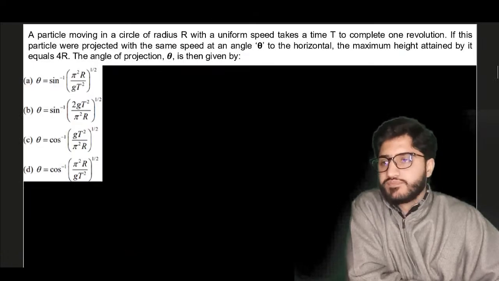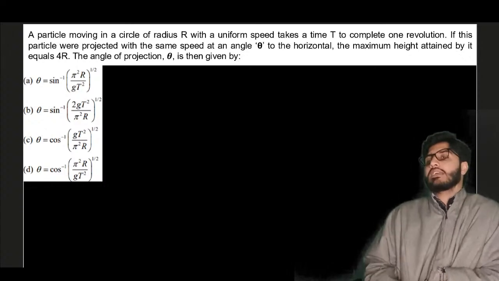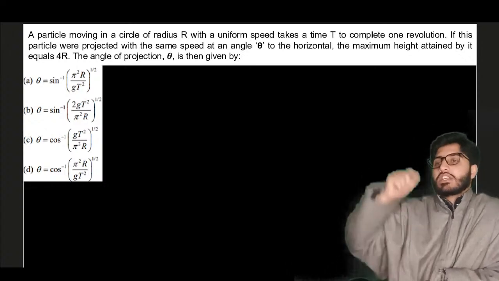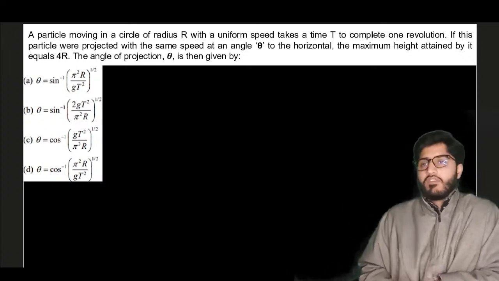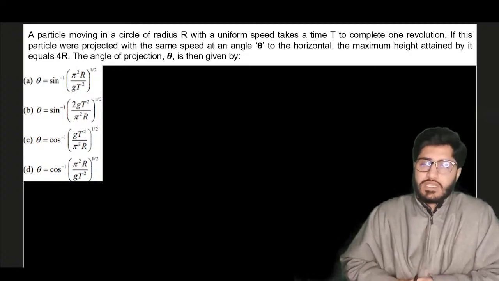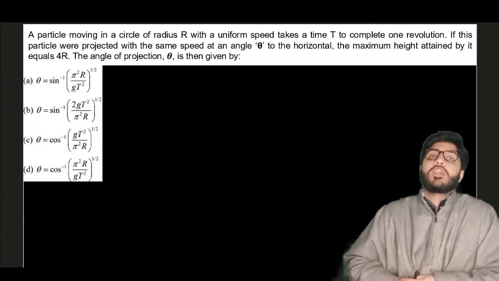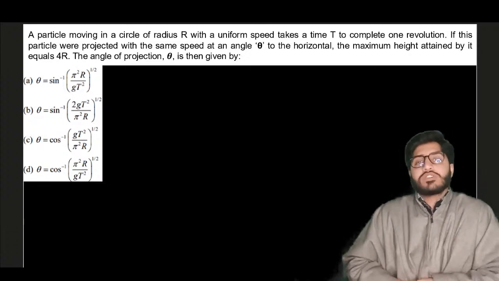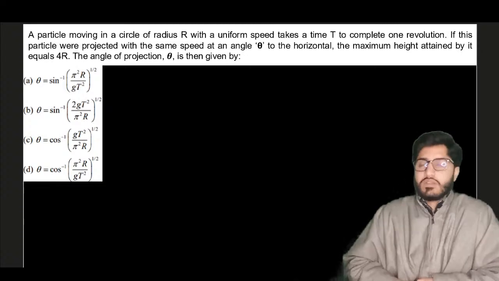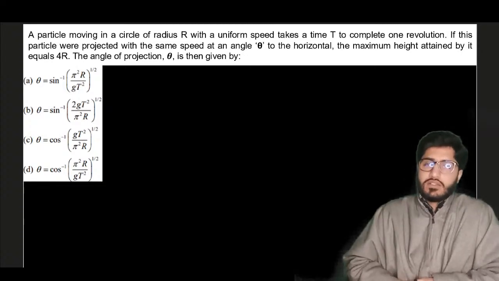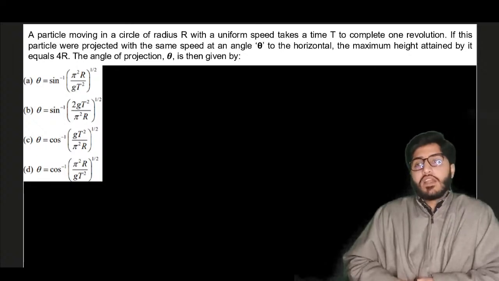Now next one. A particle moving in a circle of radius r with a uniform speed takes a time t to complete one revolution. The time period is given, that is T. If this particle were projected with the same speed at an angle theta to the horizontal, the maximum height attained by it equals 4r, the angle of projection theta would be.